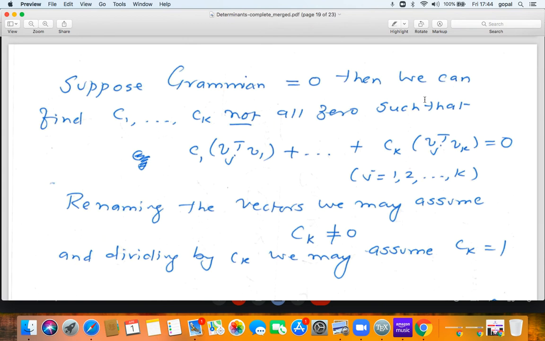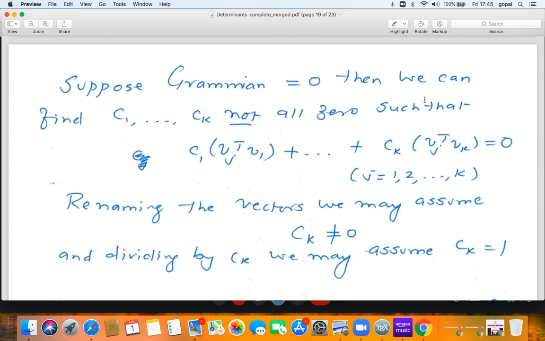So if the Gramian is 0, then I form the system of equations with this square matrix, and this system of equations will have a non-trivial solution. That means we can find c1, c2, ..., ck not all 0, such that c1 times Vj transpose V1 plus ... plus ck times Vj transpose Vk is 0, j running from 1 to k. By renaming the vectors, we may assume that ck is not 0. Well, if you rename the vectors, then the ordering of the equations will also get rearranged, but that doesn't matter.